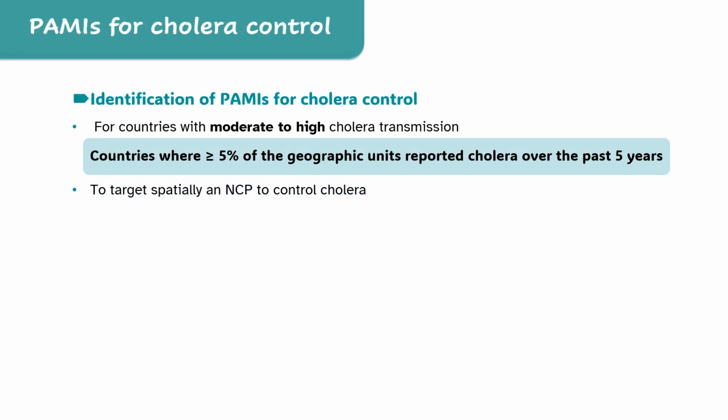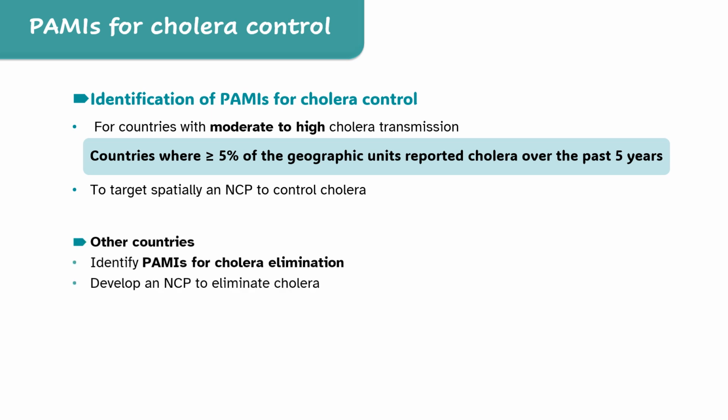The identification of PAMI for cholera control is applicable in countries where in recent years there has been moderate to high cholera transmission. As a guiding principle, these are countries where more than 5% of the geographic units reported cholera over the past 5 years. In these countries, the identification of PAMI aims to effectively guide the spatial targeting of an NCP to control cholera.